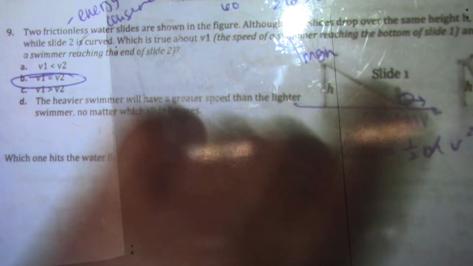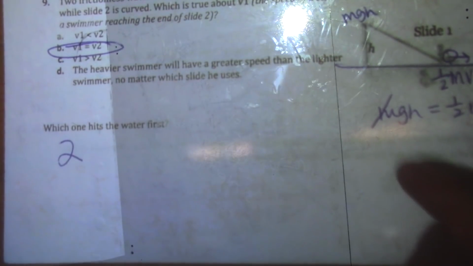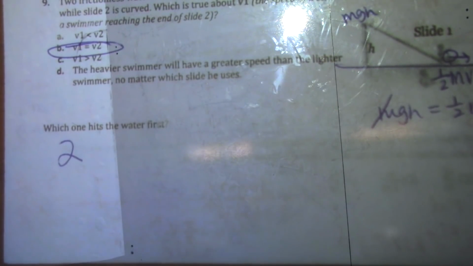Now, which one hits the water first? Energy has to be conserved, but energy doesn't have anything to do with the time that it takes. Here we look at this one that is gaining speed steadily. See how this one is steep at first? It gains its speed, and then it cruises at that fast speed for the rest of it. So the one that hits the water first would be slide 2 because it has a faster speed on average. It reaches its fast speed before the other one.